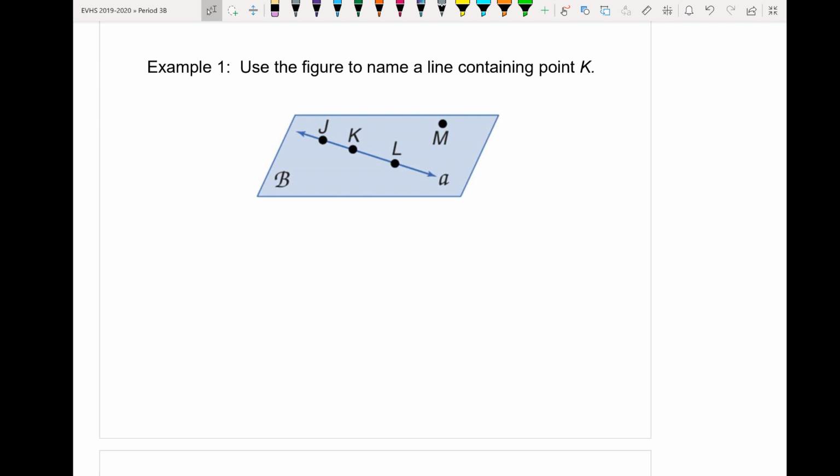All right, example 1. Use the figure to name a line containing point K. Anybody want to try this one? All right, what was your name? Lucas. Lucas, what do you got? Line A. Oh, he's taking the symbol route. Line A, yes, that works.